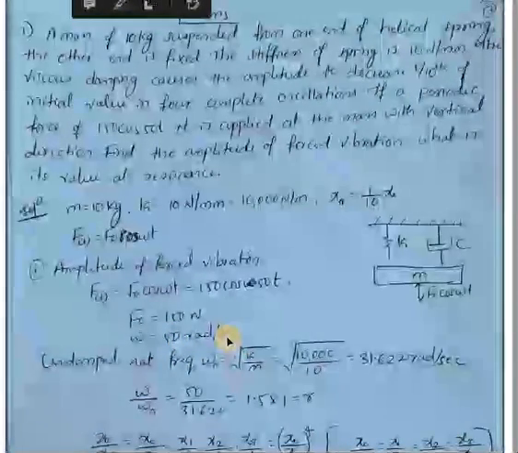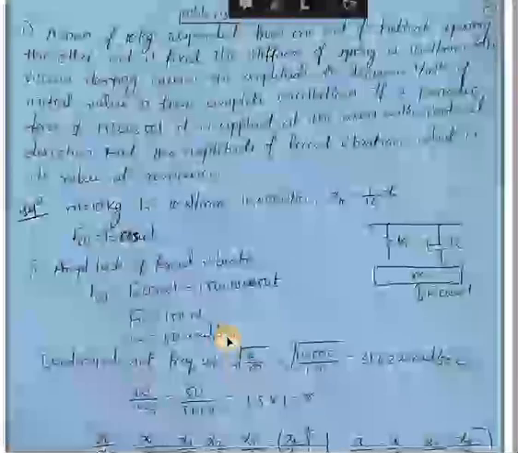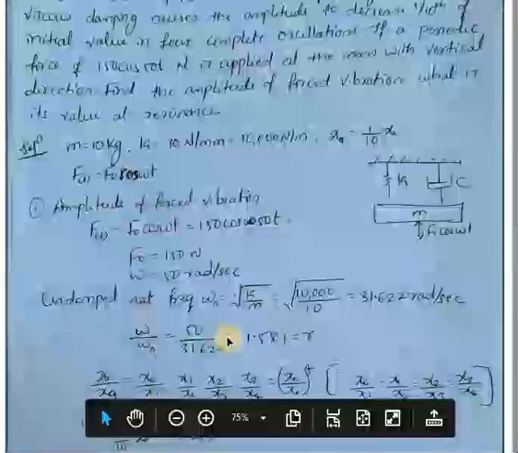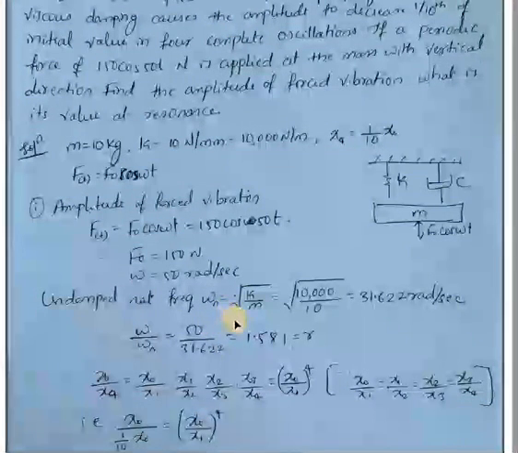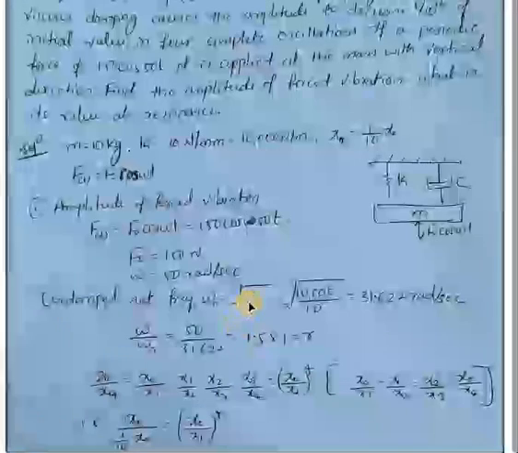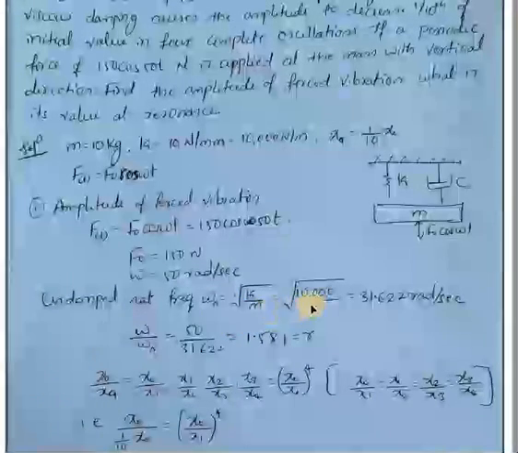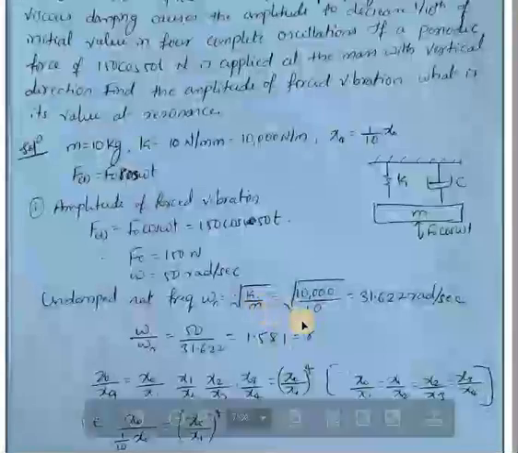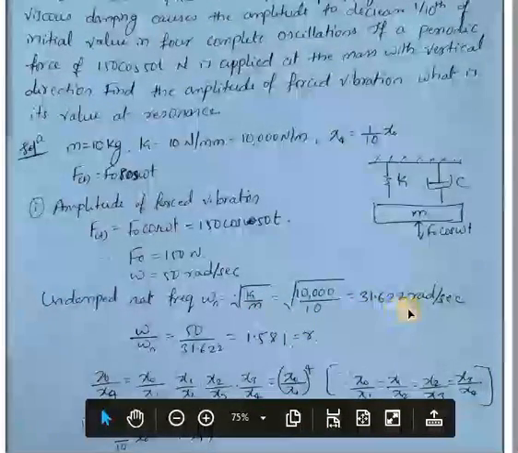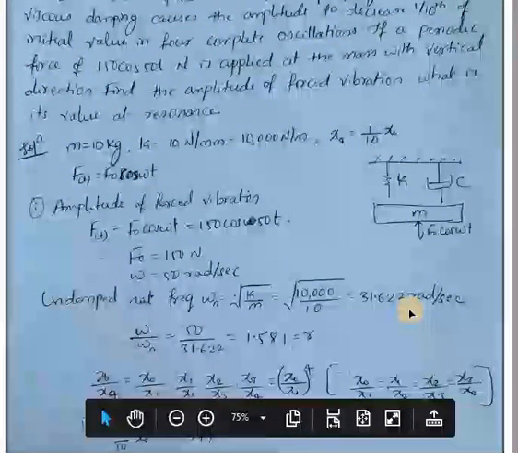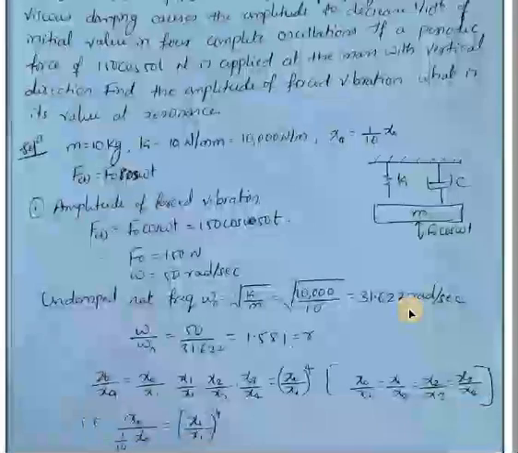So now we'll try to calculate the undamped natural frequency with the help of the given mass and spring. Okay. So omega n, as we know, is given by root of k by m. The k value is 10,000 and m is 10. So we will get it as 31.622 radian per second.